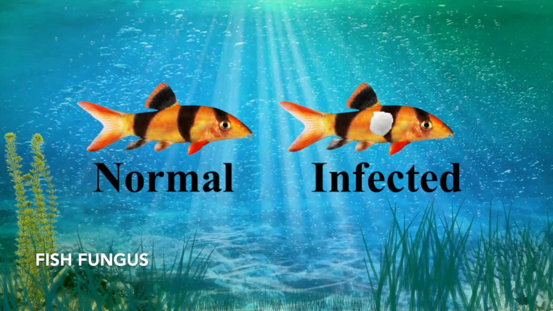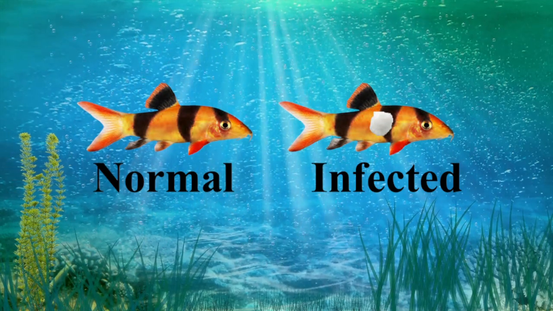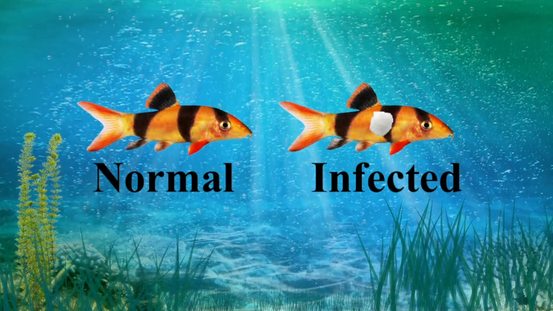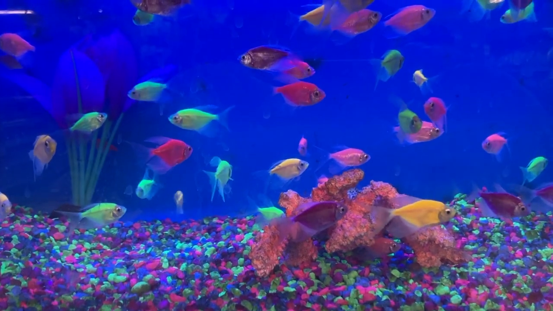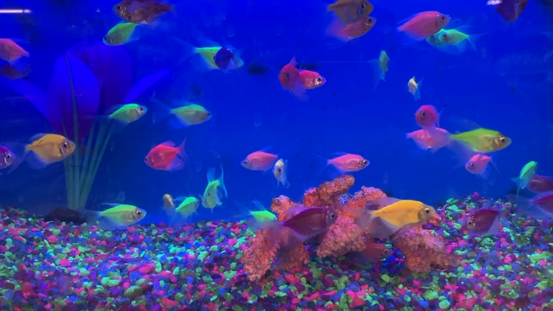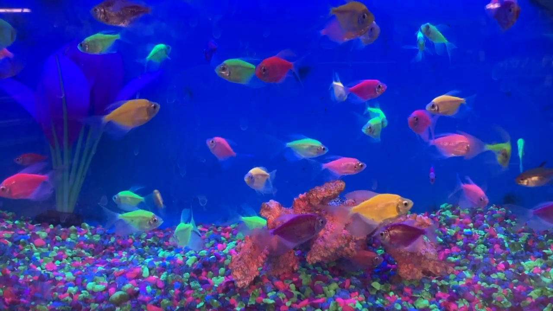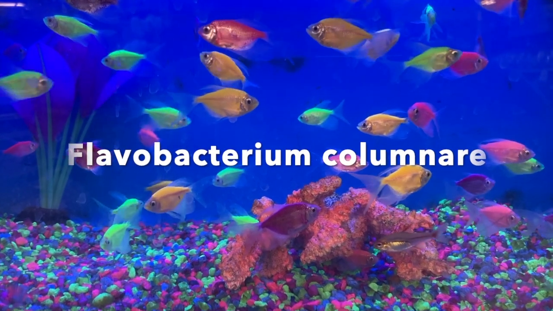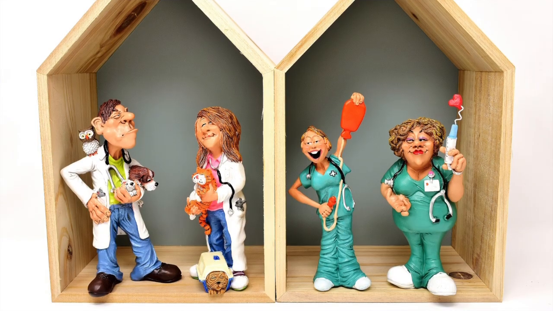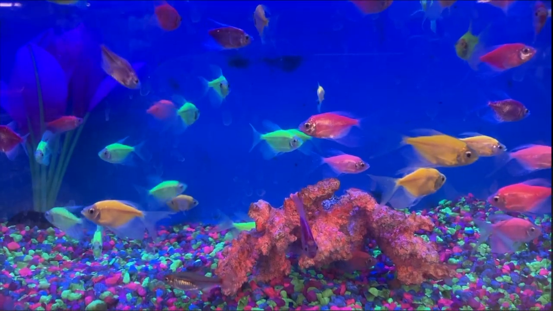White cotton fungal infection. Growths on the body that may appear white or grey in color. Frequent water changes help. If your fish gets a disease, they may develop secondary fungus infections. Despite its name and appearance, it is not a fungus. It is caused by a bacteria called Flavobacterium columnare. Your veterinarian can prescribe an antibiotic.